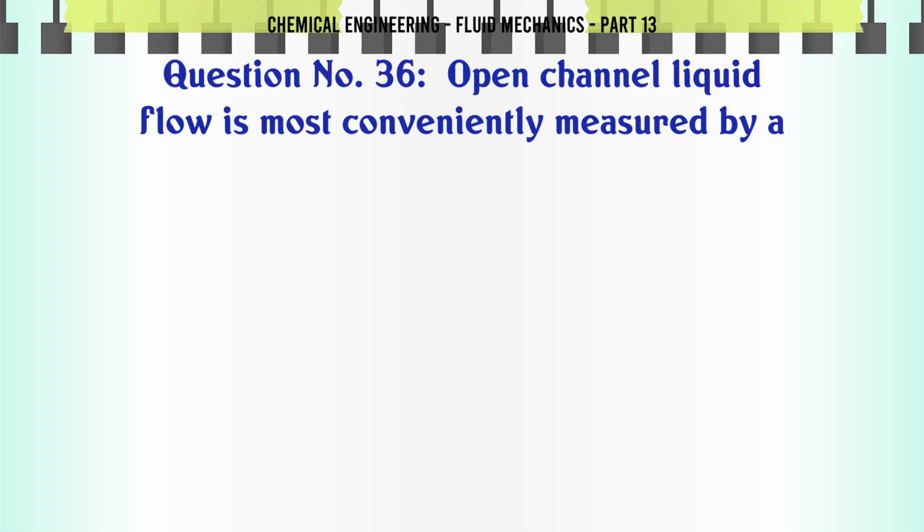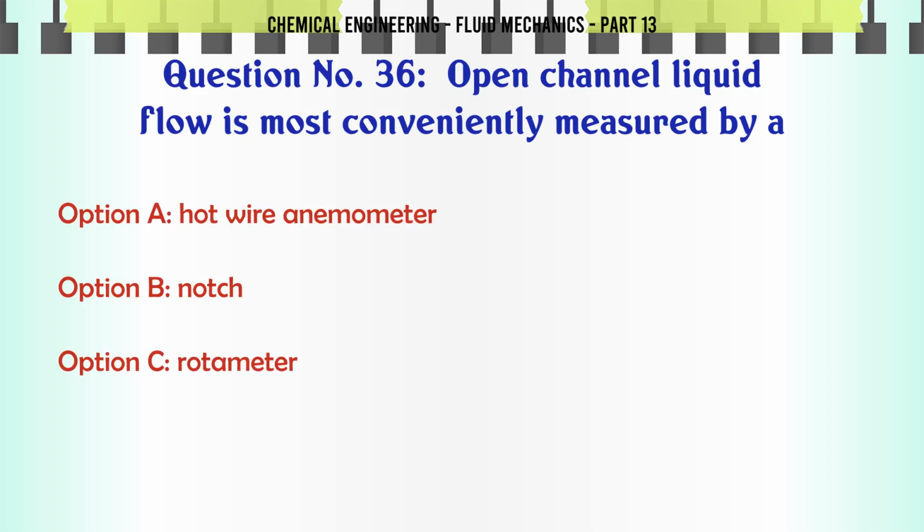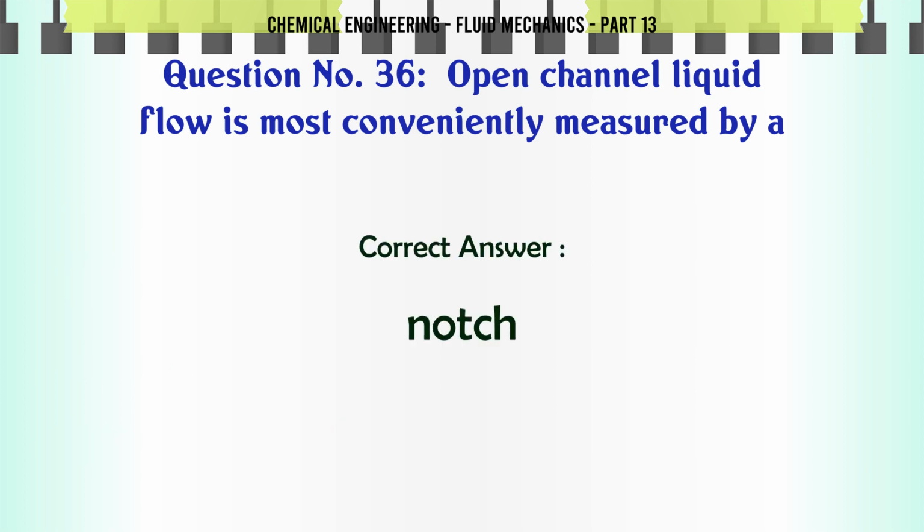Open channel liquid flow is most conveniently measured by A. Hot wire anemometer. B. Notch. C. Rotameter. D. Segmental orifice. The correct answer is notch.